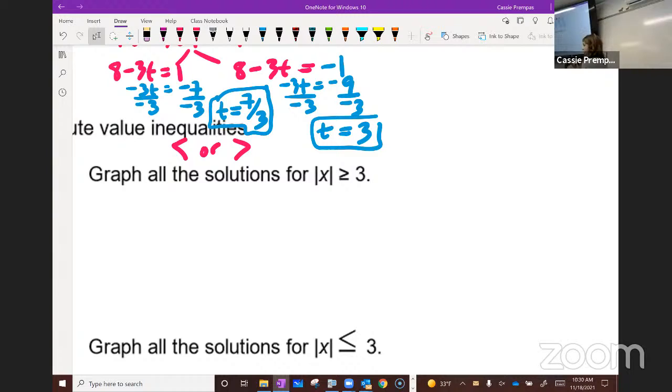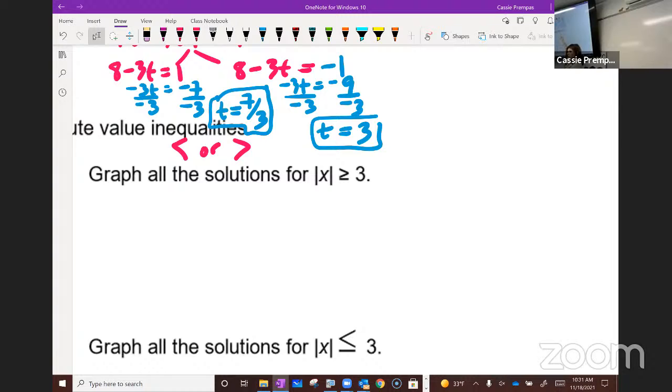Listen to my words here. You need to shade all the values of x who are greater than or bigger than or equal to 3 units away from 0 on a number line. That was a lot. Let me say it again. You have to shade all the values for x that are bigger than or equal to 3 units away from 0 on a number line.